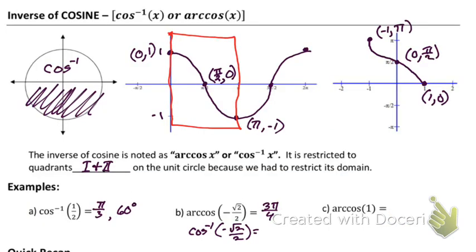All right, so we have 3 pi over 4 for that one. Who can give me the arc cosine of 1? Arc cosine of 1. Markle. 0. Cool. Which is also 0 degrees.